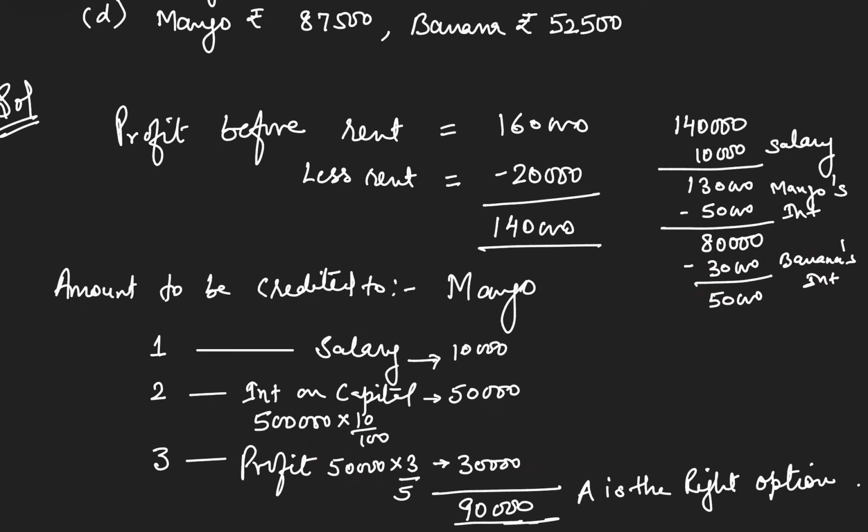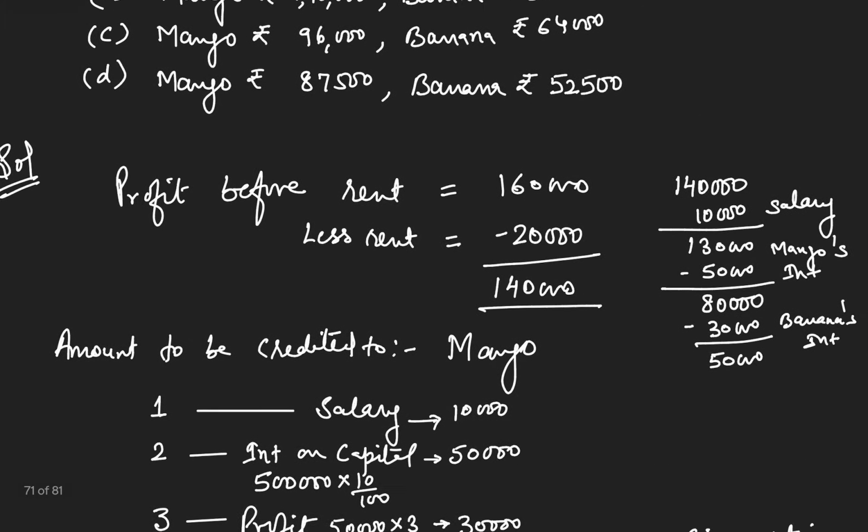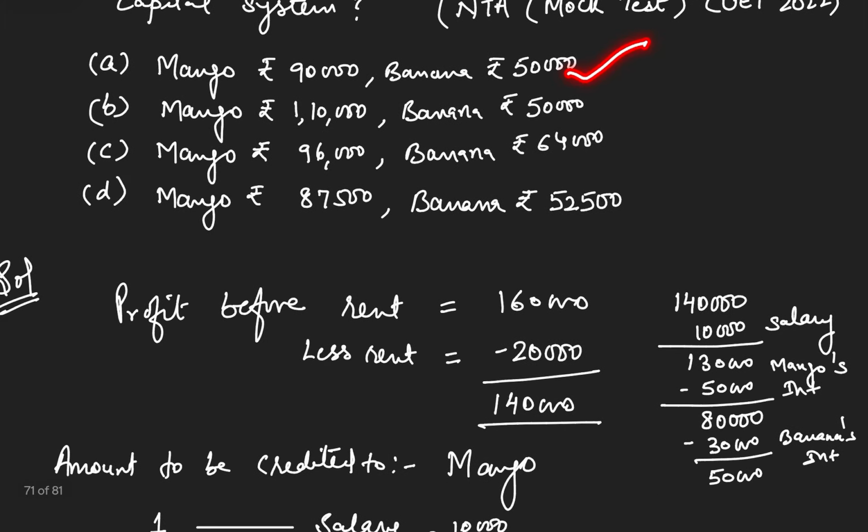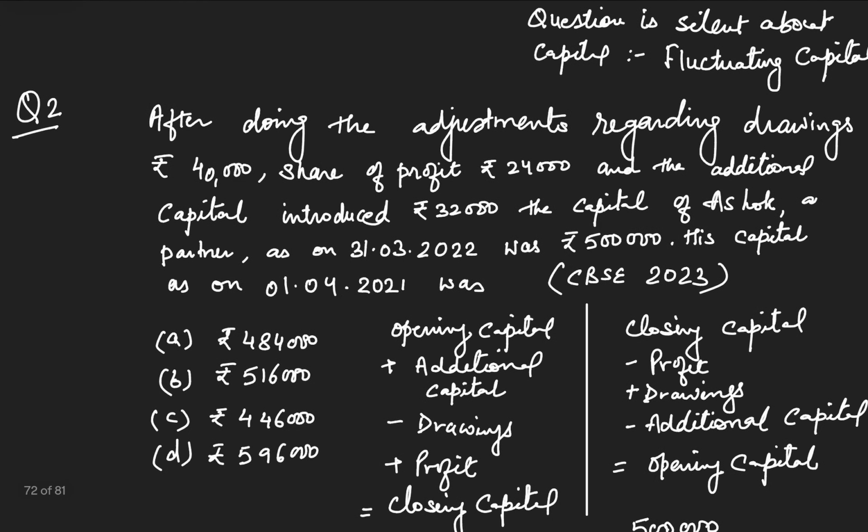So the profit of this 50,000 being given to Mango at 3 by 5. So that comes out to be 30,000. If we add the benefits given to Mango, that is salary, interest on capital, and profit, that is 30,000. So total becomes 90,000. So in this case, option A is the right option. Option A is right, because as in the beginning I discussed that Mango's amount is different in all 4 cases. If we are able to calculate Mango's share, the Banana's share is not needed to be calculated. So here option A is correct.